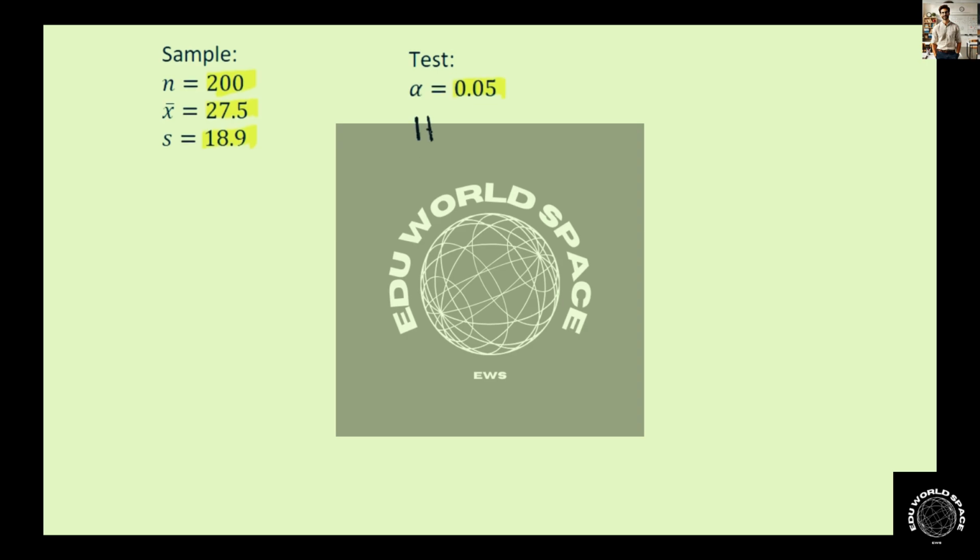So that means that our null hypothesis is that the mean commute time is at least half an hour, or 30 minutes. And the alternative hypothesis is that the mean commute time is less than 30 minutes.